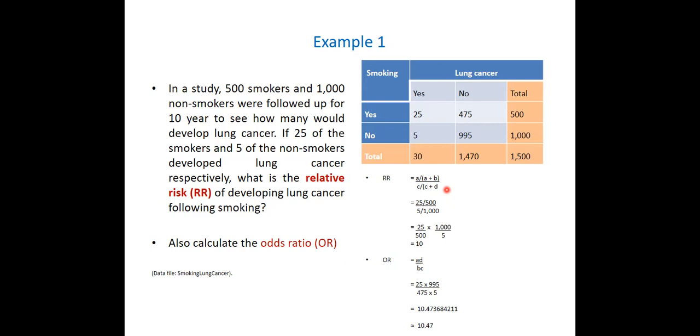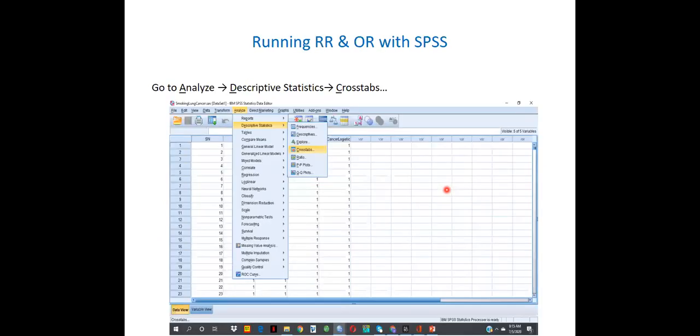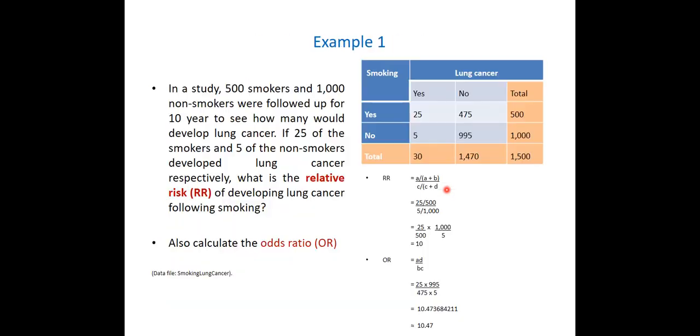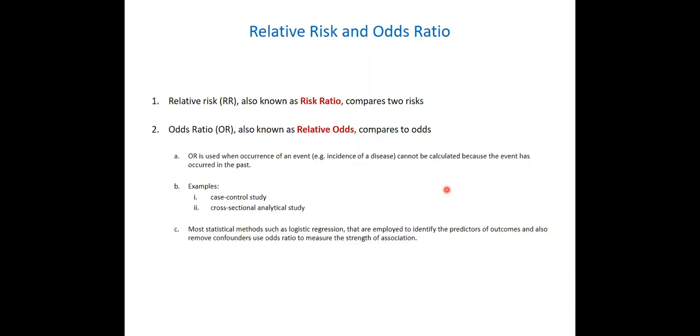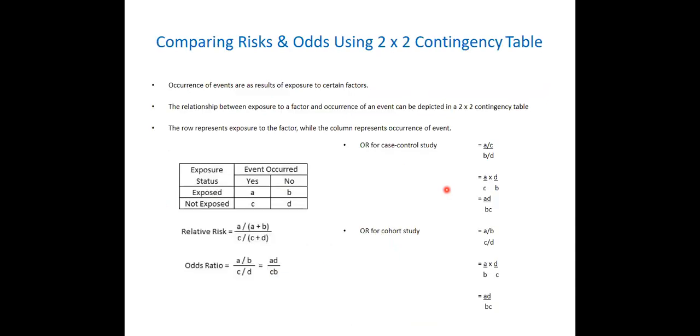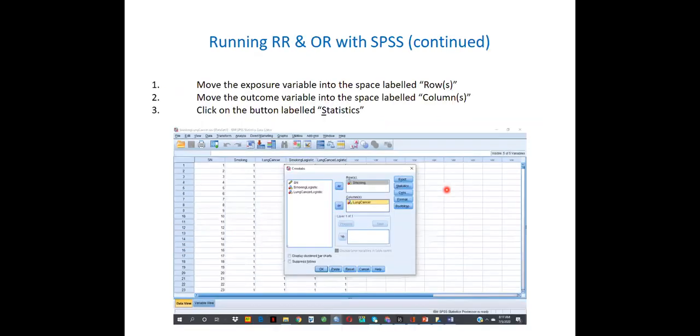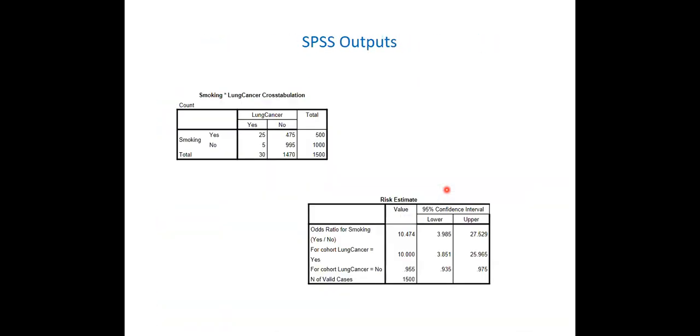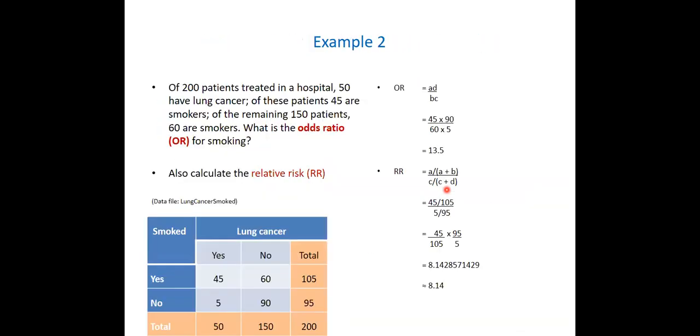I'm not using this one to calculate the odds ratio. The odds ratio has its own formula. Look at the formula we are talking of now: A over A plus B, C over C plus D. Then let's look at the second example, because we want to run them together at the same time. That one talks about the odds ratio.